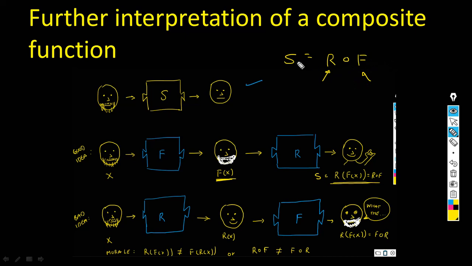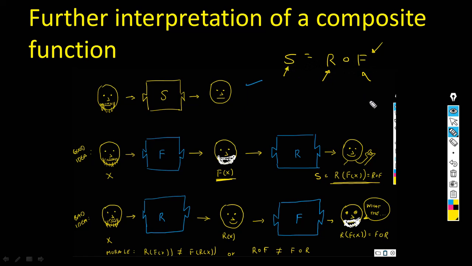So first, how do you shave? You first apply foam on your face. And once you have done that, you do the razoring. Okay, so that's s, guys. S is a composite function. It's r composed with f. F takes place first, and then secondly r. And by doing these two things, you are creating a function which may be called shaving.